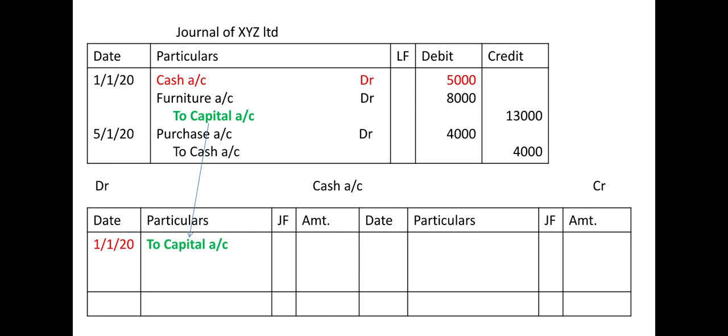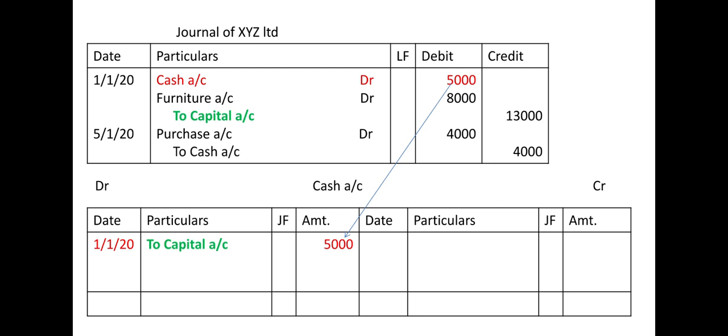Students, against cash 5,000 is written, and we are preparing the cash account, so cash comes into the business. 5,000 comes into the business, so we can write 5,000. Okay, students, so the cash account debit side is over. Now let's focus on the second journal entry, students.